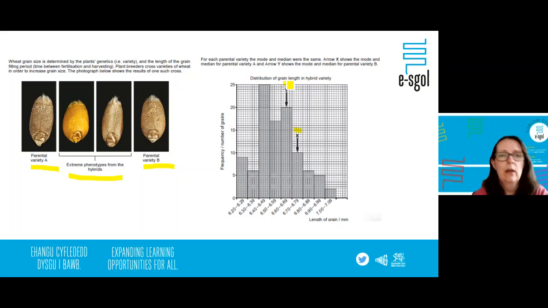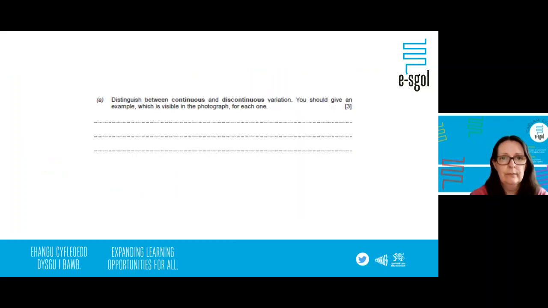Okay, so that's our background information. So what we need to do now is to look at the questions. So it might be an idea just to refer back to this as we are going through the next few questions. Okay, so distinguish between continuous and discontinuous variation. You should give an example which is visible in the photograph for each one. So this is a 3-mark question here.